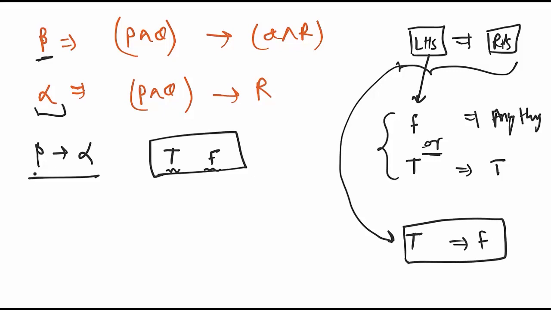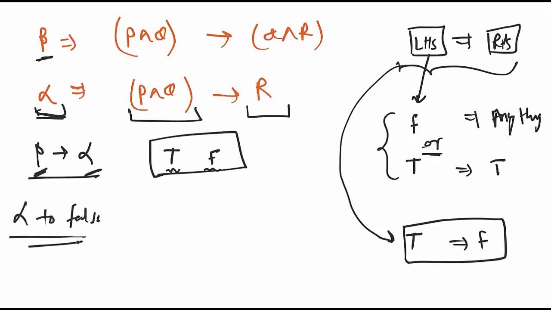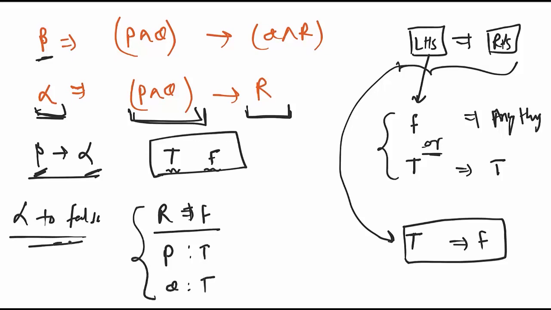There is only one possibility. So now tell me whether making beta true is easier or making alpha false is easier. I think making alpha false is easier. Why? Because this is some LHS imply RHS formula, and we know that there is only one possibility, right? So let me make alpha false. To make alpha false, I need to make this particular quantity true. At the same time, I need to make R false. So there is only one way I can make R false, that is R is false itself, right? And how can I make this P and Q true? I need to make P true and Q true. Now with these values, I can make alpha false.